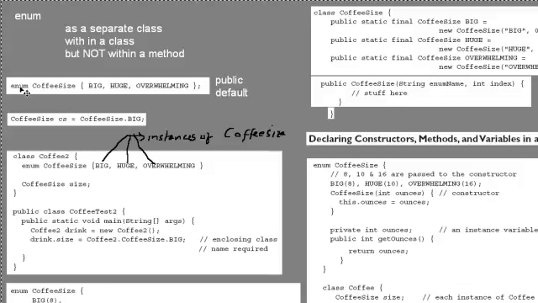In this example, we have declared an enum CoffeeSize with these three values as a separate class, and within another class you can have a variable of type CoffeeSize and assign it a value from any one of these values. So CoffeeSize CS, now this one is part of another class, so in this class you would be declaring CS of type CoffeeSize, and you'd be initializing it with CoffeeSize.BIG.